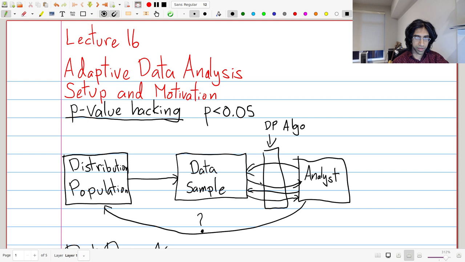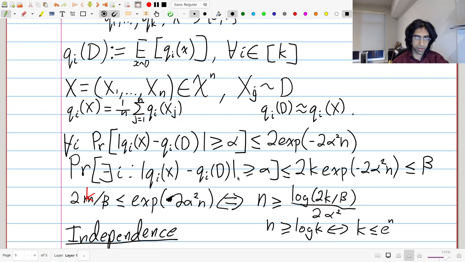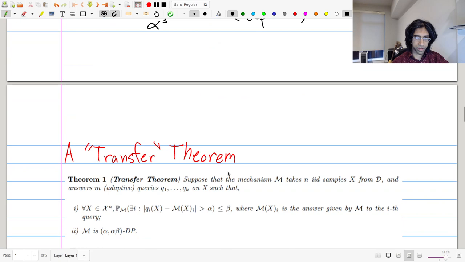They don't get too precise answers to any of their questions, which will prevent them from overfitting. And yeah, this is kind of the high level idea. And a little bit more formally, the type of guarantee is the following.